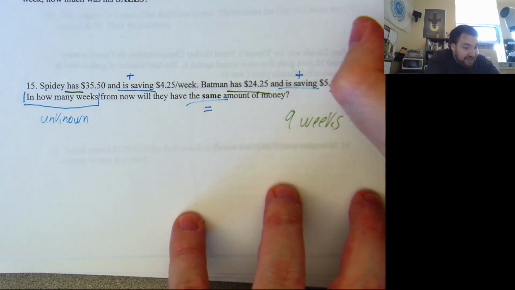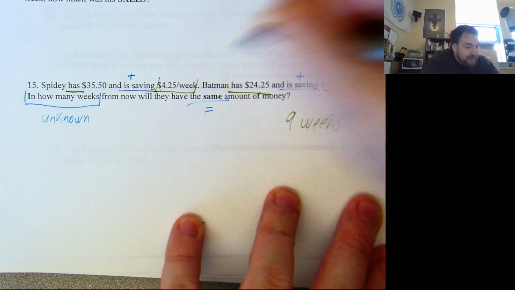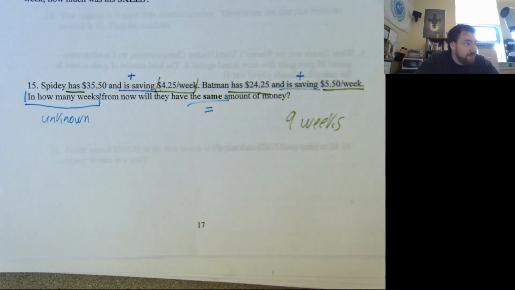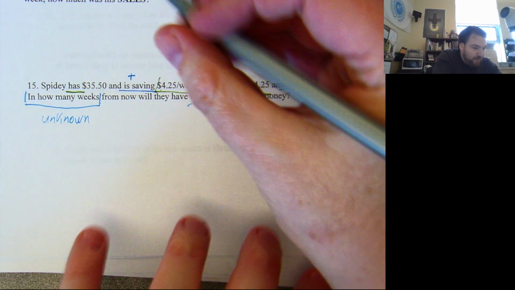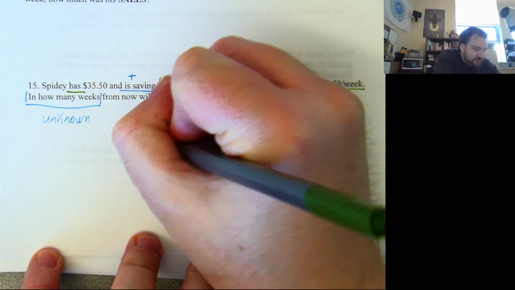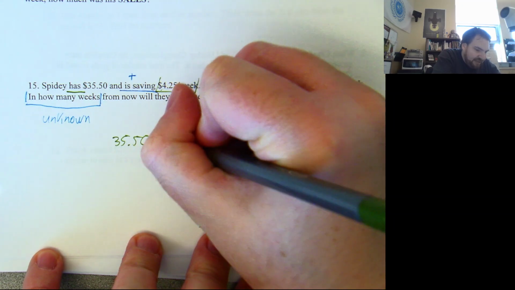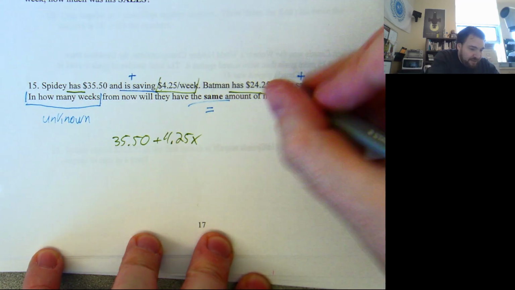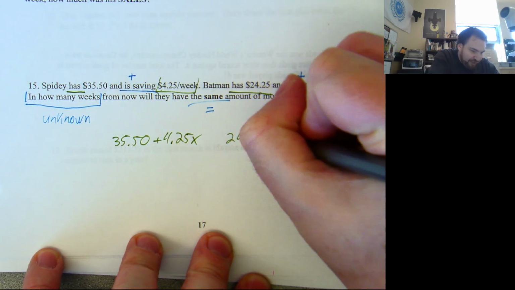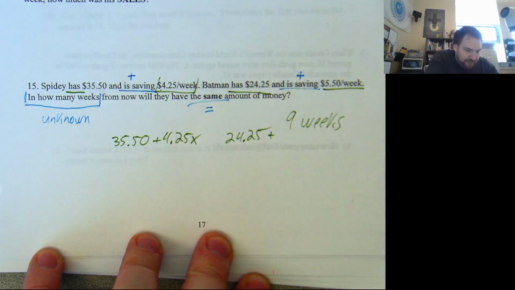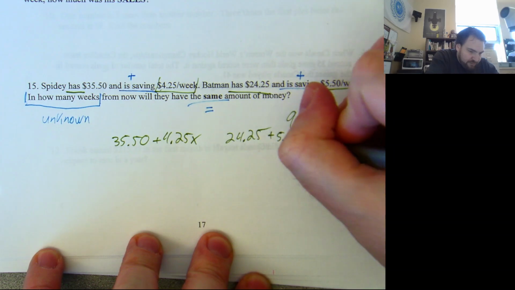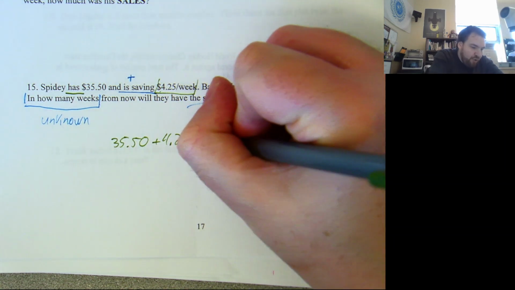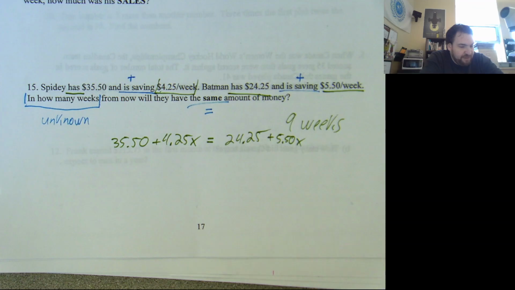Yeah, 550 times the unknown. If they're giving you something per week, that's what you multiply by the number of weeks. So effectively, we've just built both equations. Well done, Gershon. We're starting with 3550, adding to that the weekly amount times the number of weeks for Spider-Man. Batman has a starting amount, and he's adding to it 550 times an unknown number of weeks. And we want to know when those amounts are going to be equal to each other.